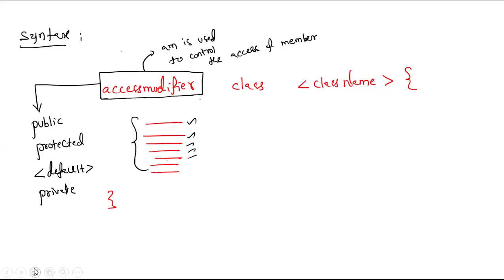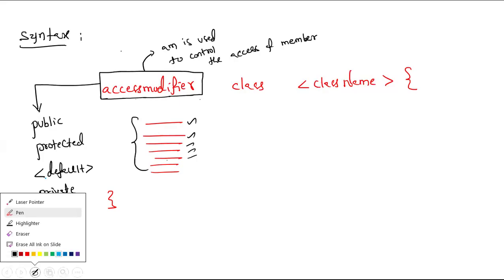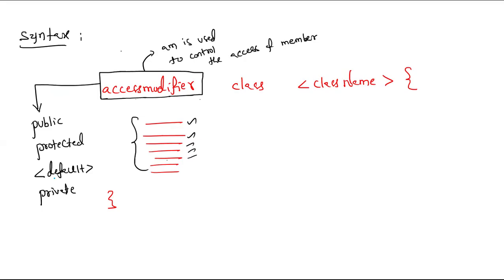Here is one important point to note: default is not a keyword for access modifier. I repeat, default is not a keyword for access modifier. It's a keyword for something else, but not for access modifiers in Java. So we are going to type public, protected, and private, but we are not going to type default as an access modifier. It's a point to remember.